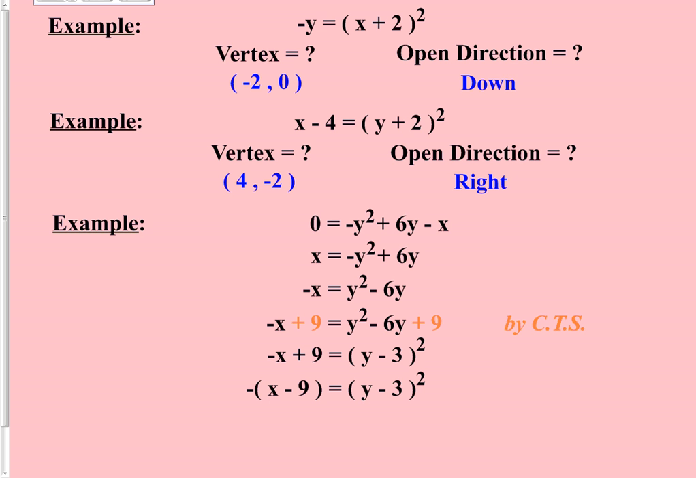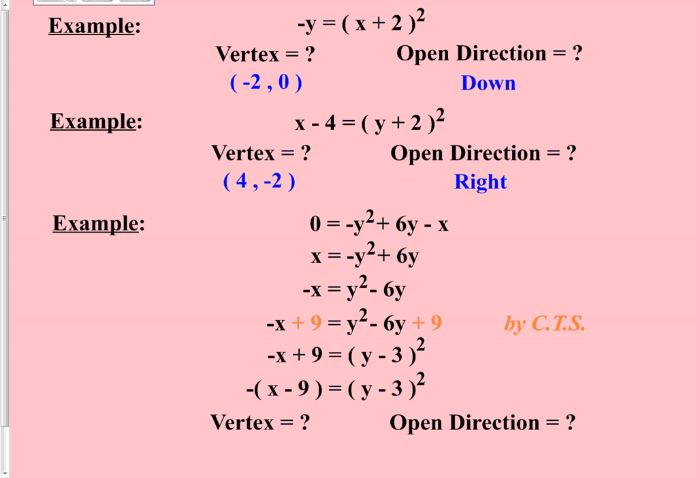Now, if that confused you on how we were able to do that, consider the reverse situation. What if we were to redistribute this negative back into the positive x and the negative 9? Would you get your previous step back? Yes, absolutely you would. It seems a little strange to do that, but it absolutely does check out. Now, in this format, we can read things like the vertex and accurately answer the opening direction of the parabola.